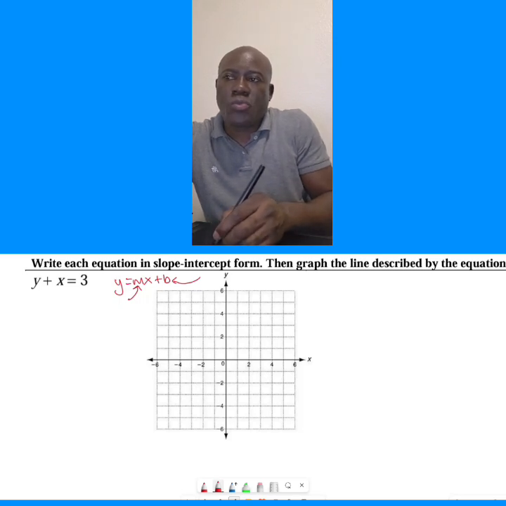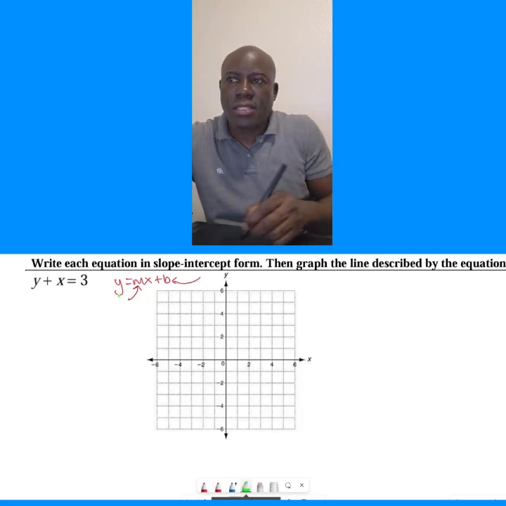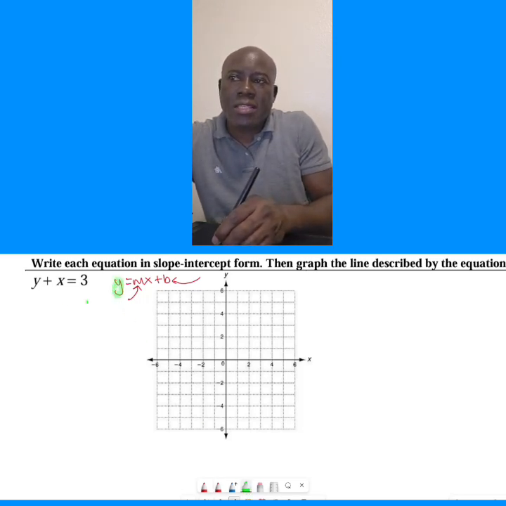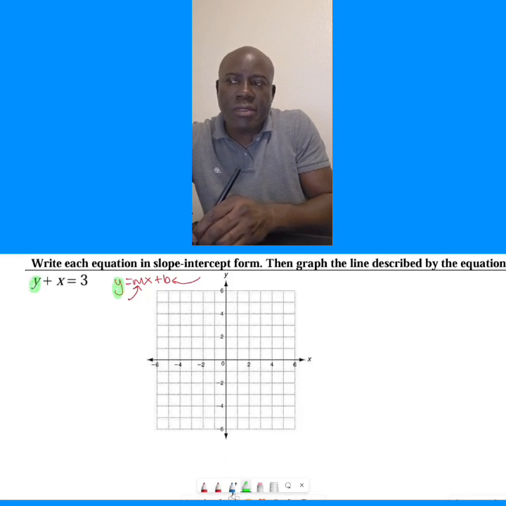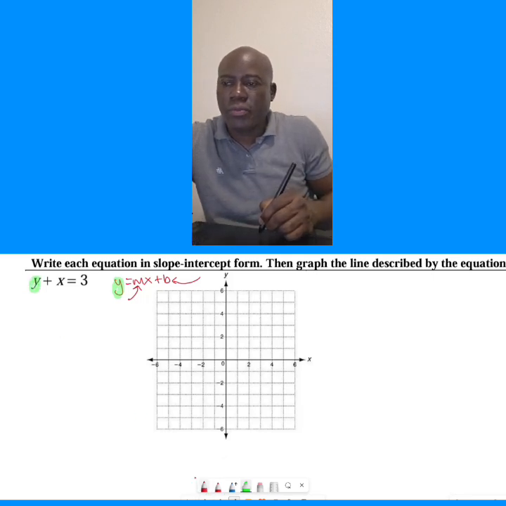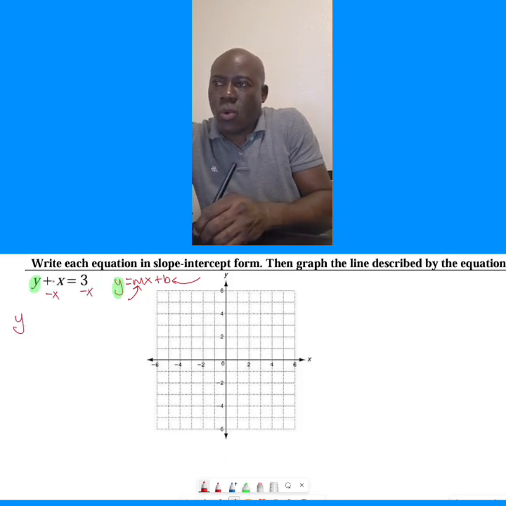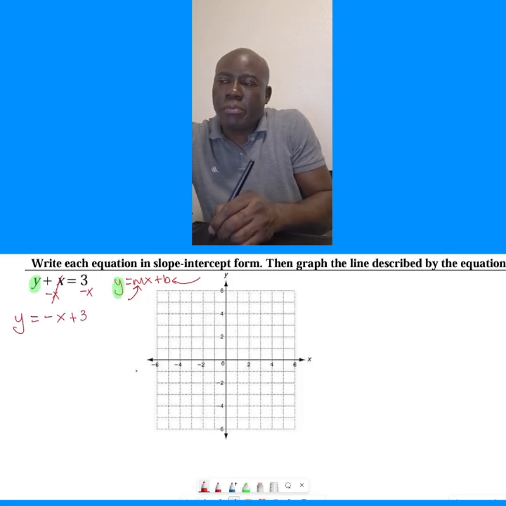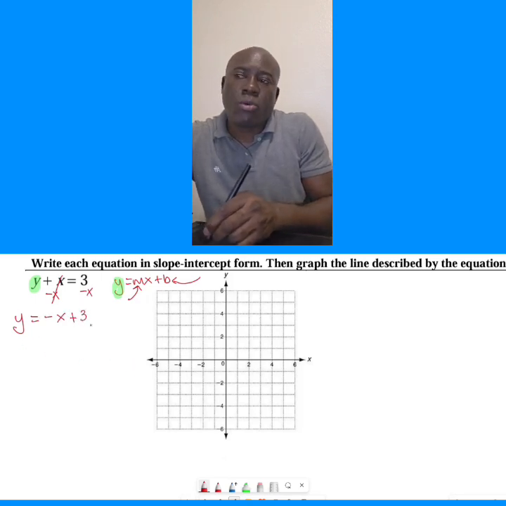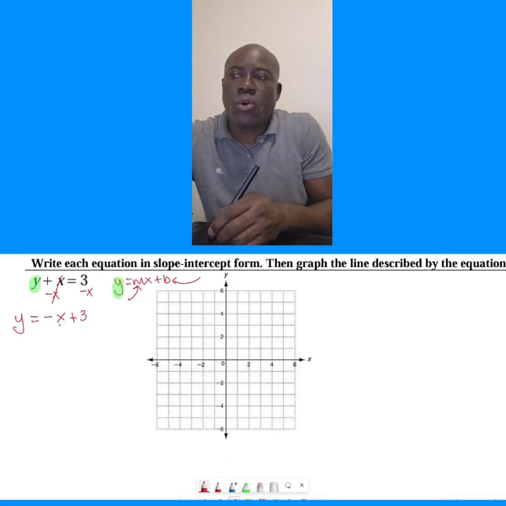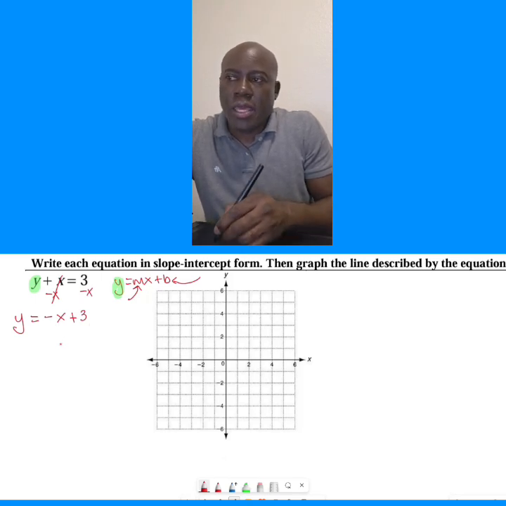So in this case, we need to ensure that the y is by itself. It's not by itself there, so we're going to do that right now. We're going to subtract x from both sides. What we're left with is y equals negative x plus 3. And this is the equation of this line in the form of mx plus b.